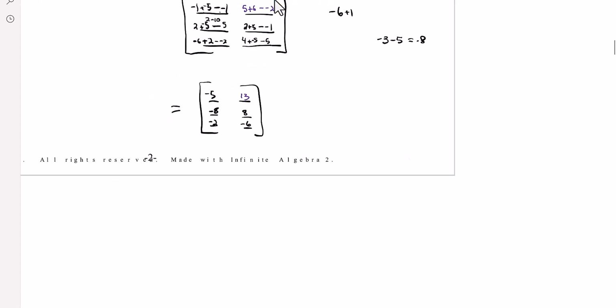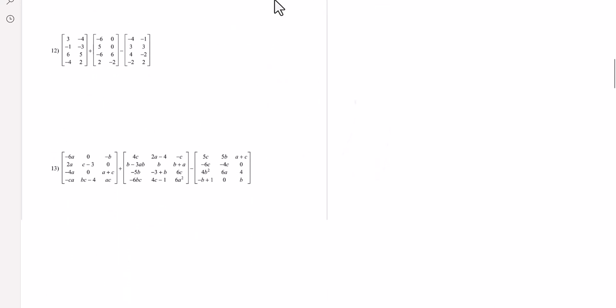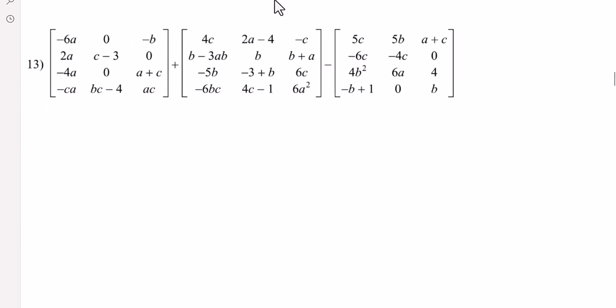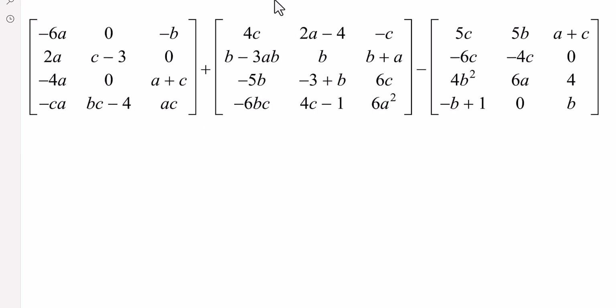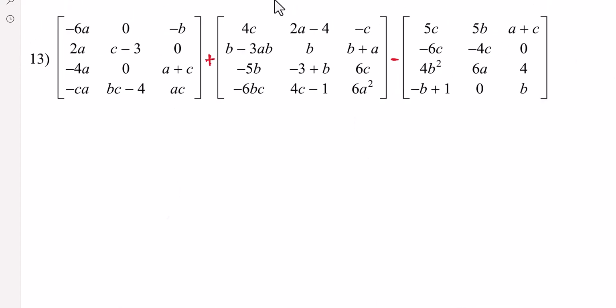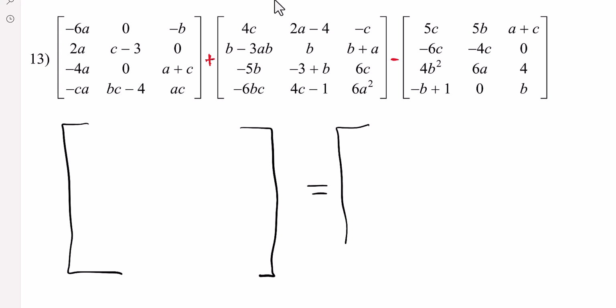There we go. So let's find another one of those. See if there's one. Did I put one with? I did. So let's go down to number 13. So yeah, we've got an add and we've got a subtract. And we have 4 rows, 3 columns again. Wow, they really like the 4 rows, 3 columns. And then we're going to simplify it over here.